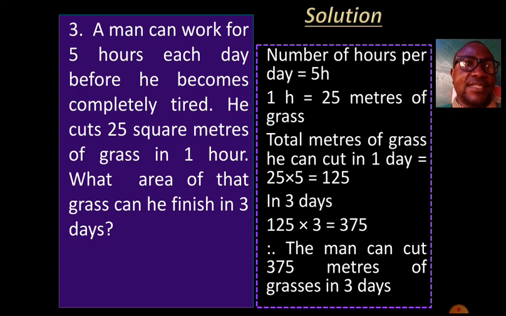Now, total meters of grass he can cut in 1 day. That is 25 times 5. Am I communicating? So when you say 25 times 5, that will give us 125. It means this man can cut 125 meters of grass in 1 day. Now, in 3 days, we have 125 times 3. So we have 375. Therefore, the man can cut 375 meters of grass in 3 days. That is the solution to the problem. Hope that is clear.